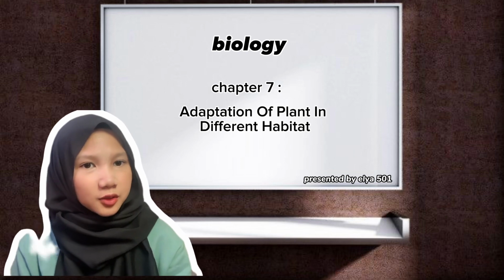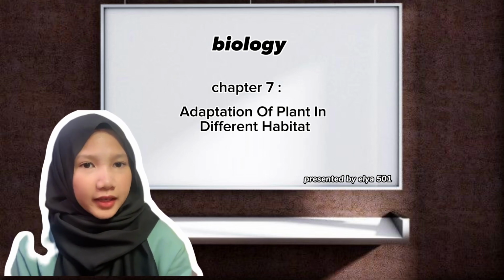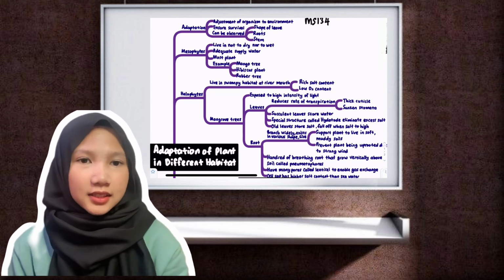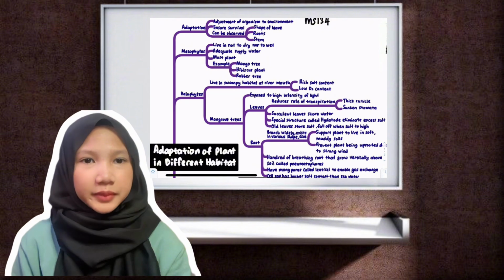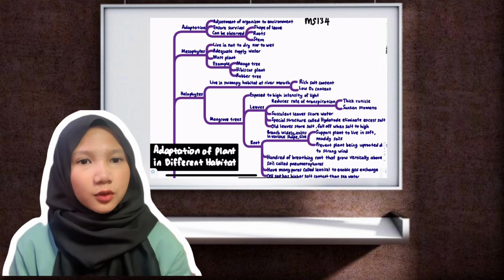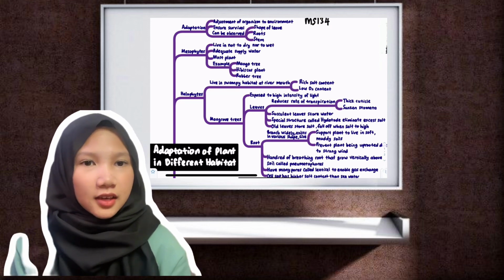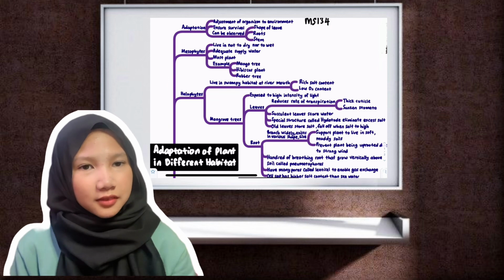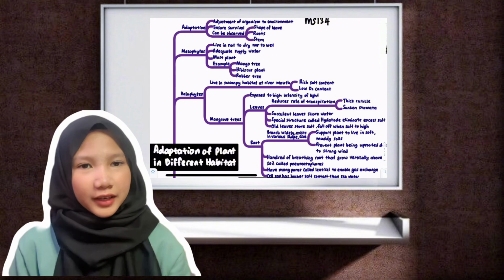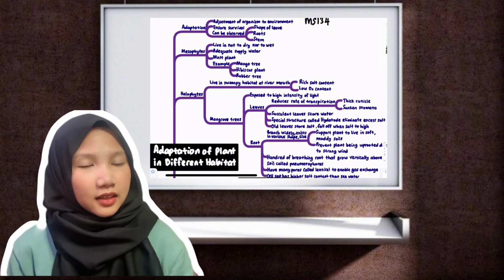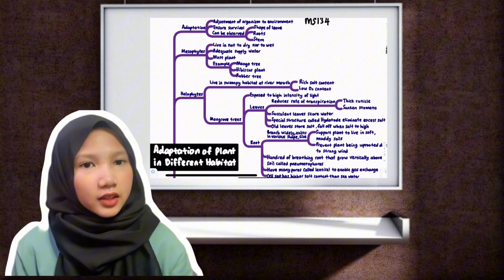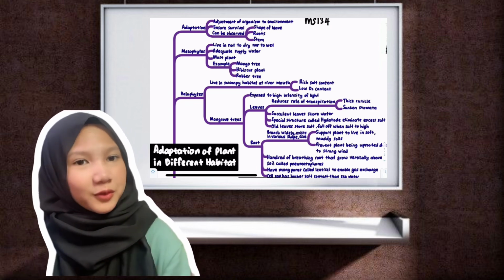So I will present you Chapter 7, Adaptation of Plant in Different Habitat. So what is adaptation? Adaptation is adjustment of organism to environment. So it means that the plant needs to adapt to their surroundings to ensure their survival. Adaptation can be observed from the shape of leaf, roots and stem. For example, rubber tree. When the weather is too hot, rubber tree leaves will fall to minimize loss of water.